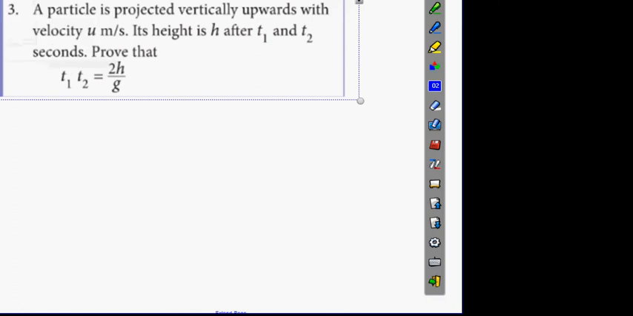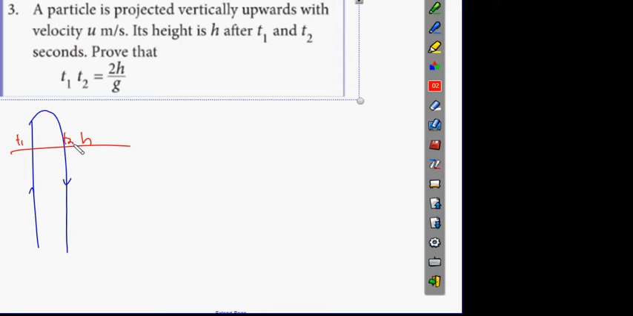What we have here, guys, is a particle projected vertically upwards with velocity u meters per second. Its height is h after t1 and t2 seconds respectively. Prove that t1 multiplied by t2 is 2h all over g. So what I recommend here is we throw it up with speed u, it comes up, then comes back down again, and it's at a certain height at t1 and t2 respectively.